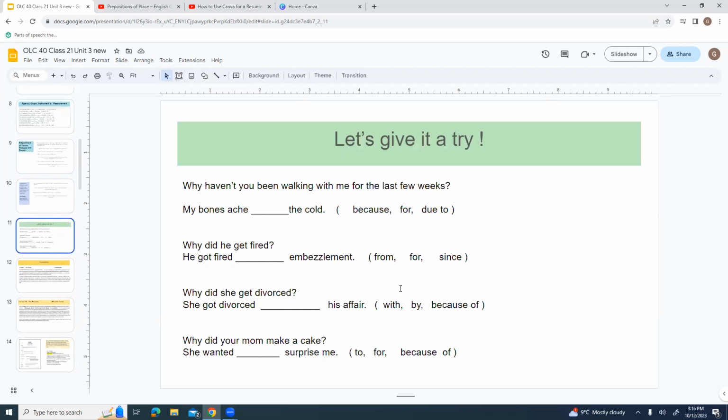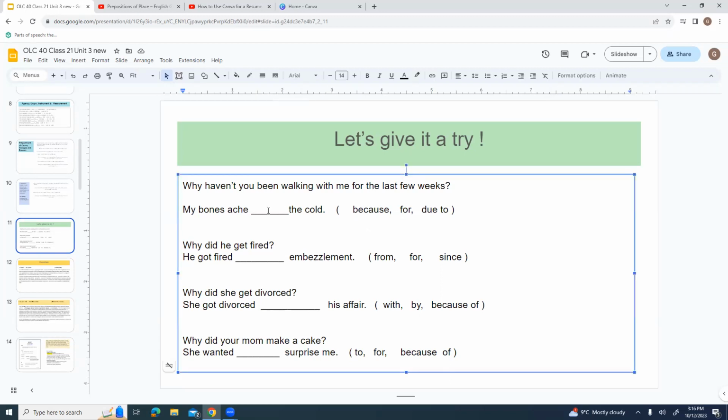Okay, let's give it a try. Why haven't you been walking with me for the last few weeks? My bones ache because the cold, for the cold, or due to the cold. Okay, for this one, definitely due to.